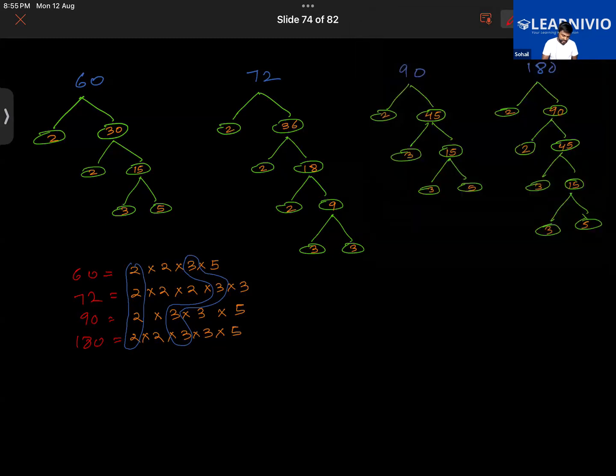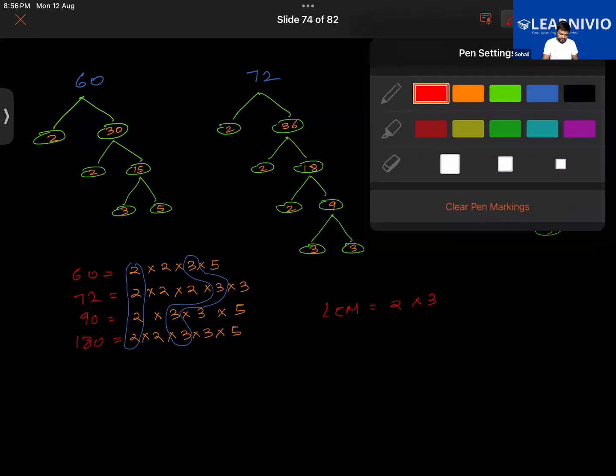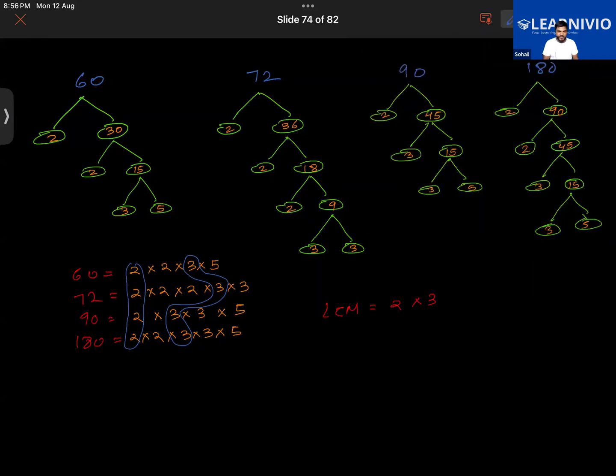All right, then in the final step, what you have to do, first of all, write down all the circled numbers. This 2 and this 3, right? Then let us take the common numbers over here. So what is the answer? The answer will be 360. That is correct.